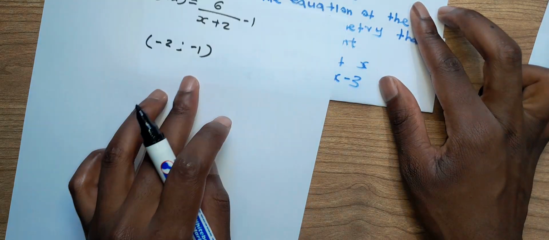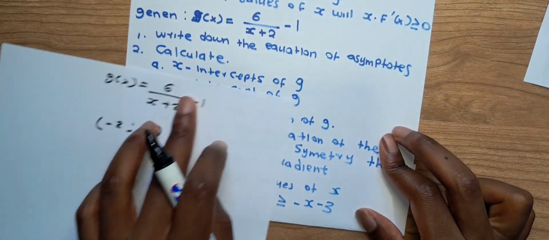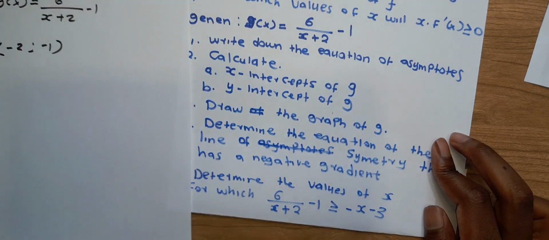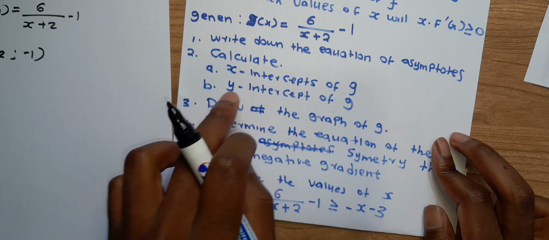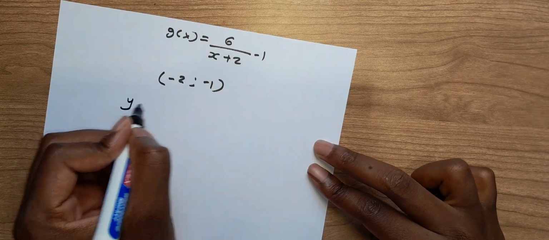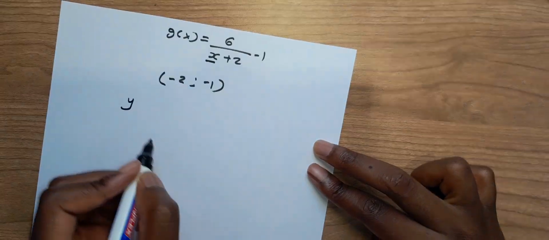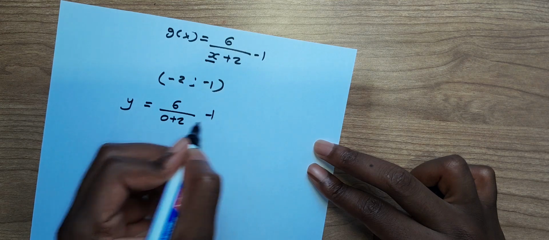And now they say calculate the x-intercept of g and the y-intercept of g. So how do we calculate the y-intercept of g? We know that for the y-intercept, x has to equal 0, right? So we're going to have 6 divided by 0 plus 2, minus 1.